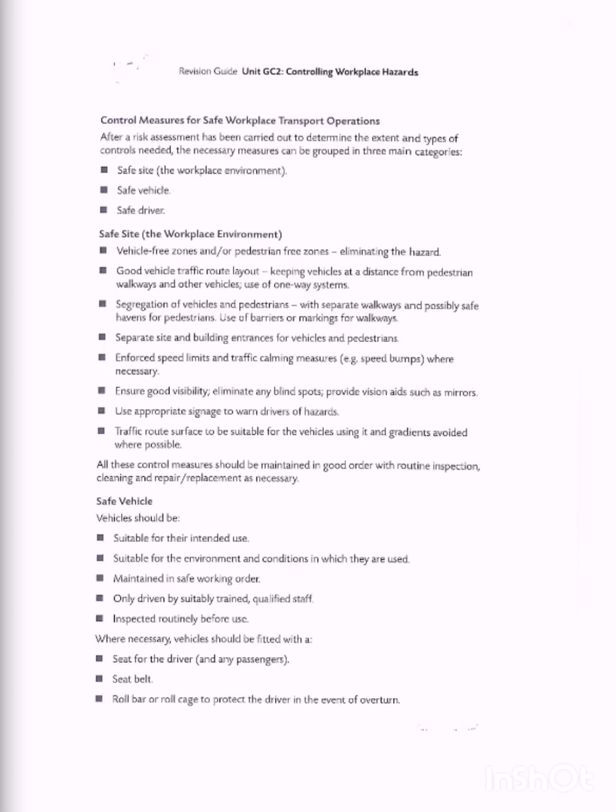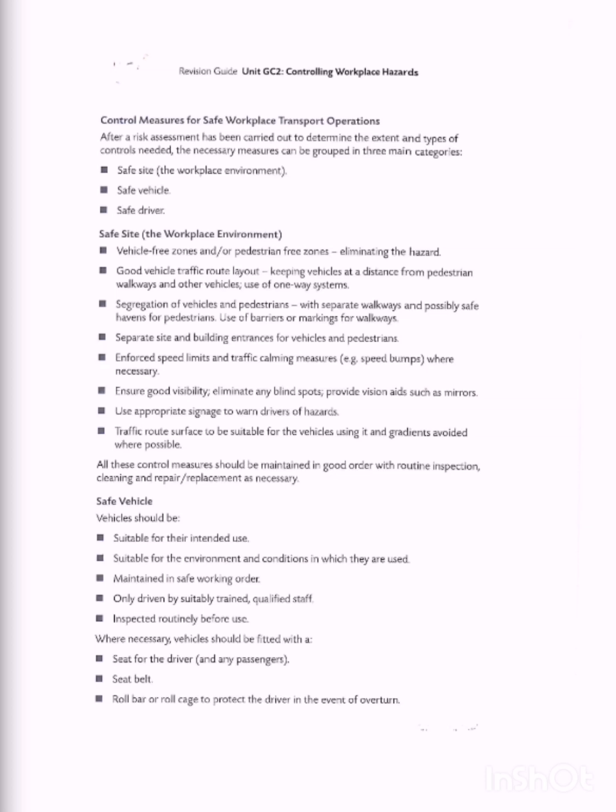As I'm going to deliberate on this, we're talking about safe sites. That is number 1. Safe sites, the workplace and environment. Number 1, vehicle free zones and pedestrian free zones, eliminating the hazard. Then 2, good vehicle or traffic route layouts. Keep vehicles at a distance from the pedestrian walkway and other vehicles, use a one-way system. So this simply means that the way of a vehicle should be different from the pedestrian. Pedestrian means the people, passersby. Their own way should be different in every area of the facility.